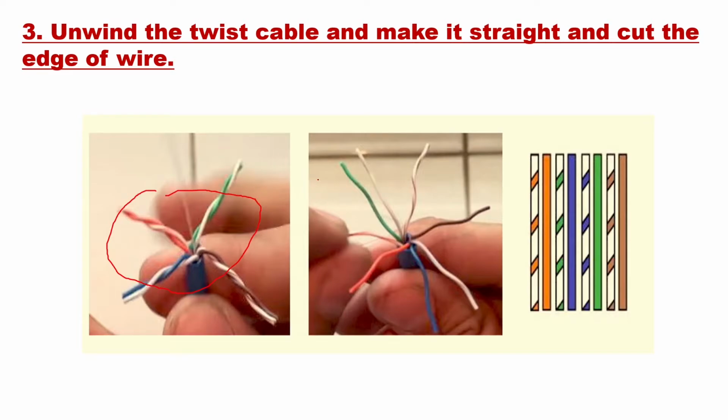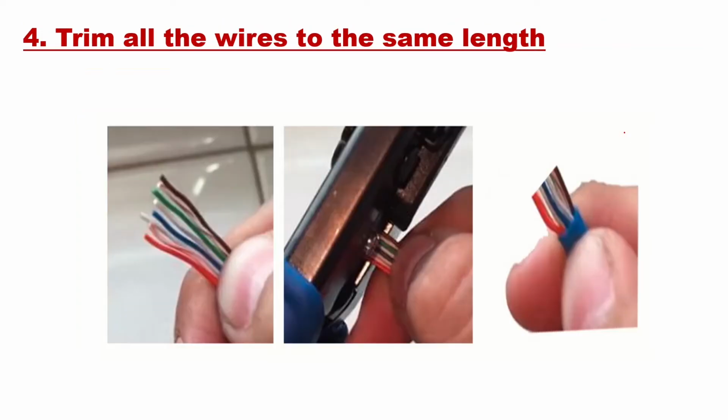Now those 4 pairs you unwind and make into separate wires, as shown here. Then you will get the different colors: orange white, orange, white green, blue, white blue, green, white brown, and brown. So these 8 wires you will get. Now trim all the wires to the same length.